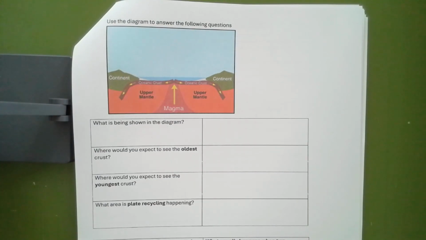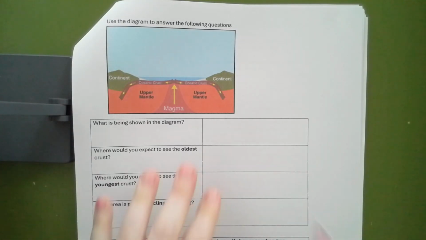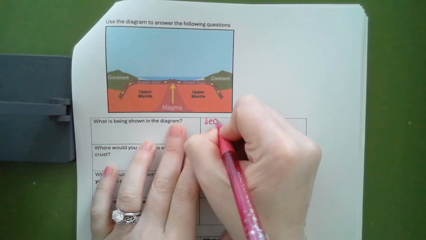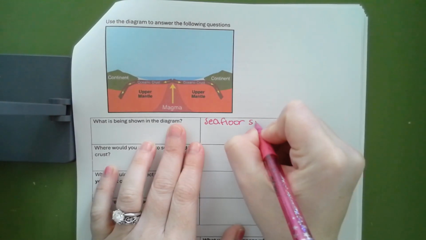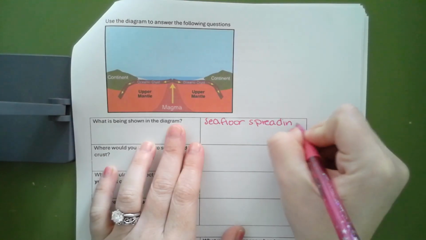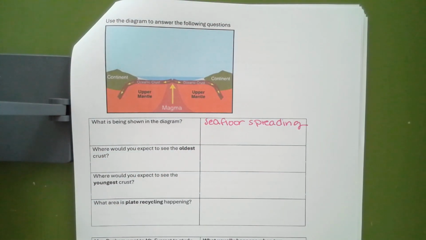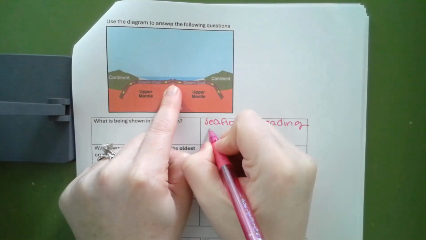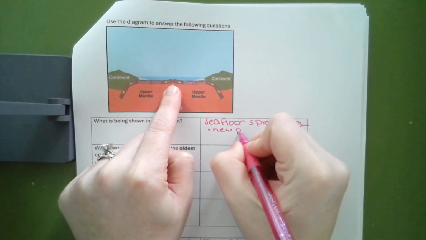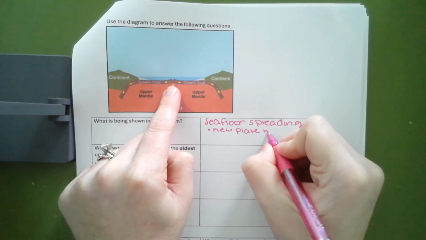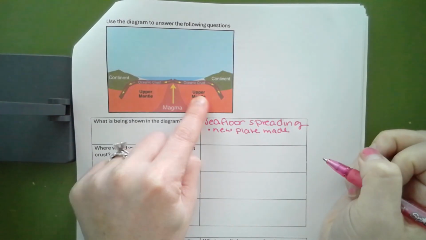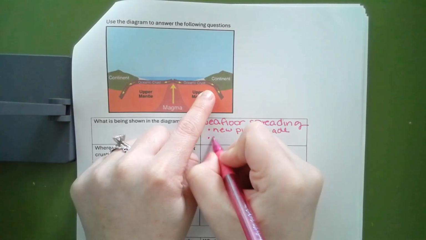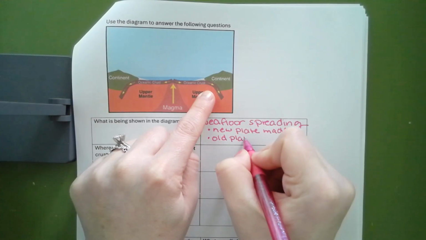Use the diagram to answer the questions. Your diagram wasn't in color. I'm so sorry. All right, what's being shown? Magma. Seafloor spreading. So what's happening here? They're starting to split because it's divergent. New plates being made here, but what's happening over here? It's being eaten. Forgot what the word was.